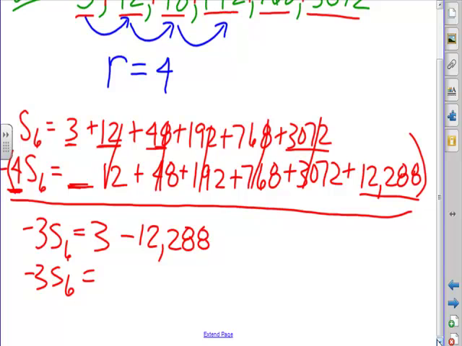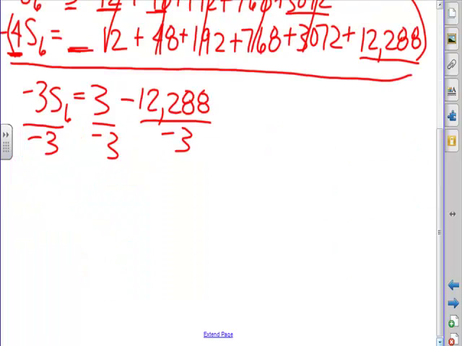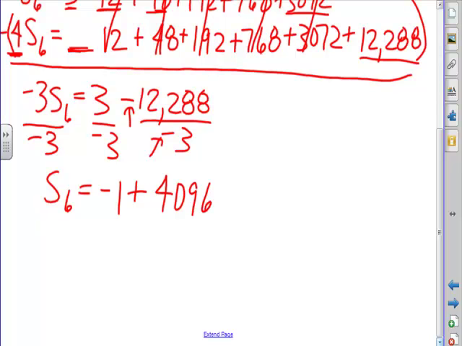Actually, I'm going to do something a little bit different here, just to make a point. I'm going to go ahead and divide across by negative 3 separately, and that's going to lead to my equation. So my sum then is going to be equal to negative 1, and then I have a negative divided by a negative, which is a positive, plus, and if you check on your calc, 12,288 divided by 3 is 4096, which is equal to 4095, which if you were to just add them up individually, you'll find to be the case.